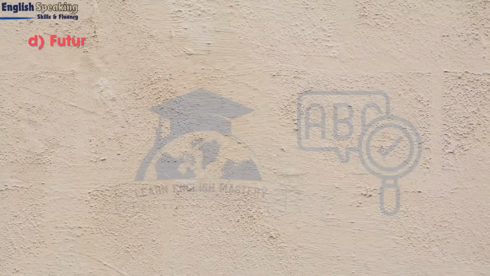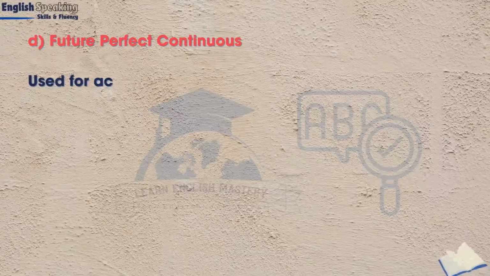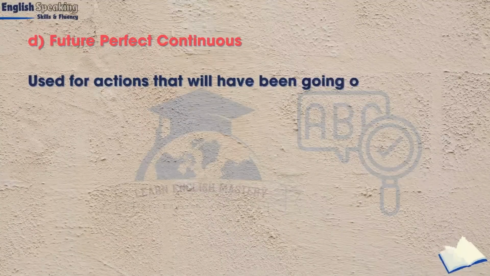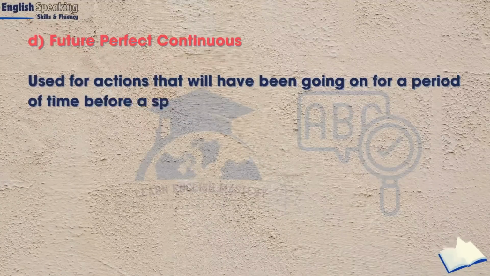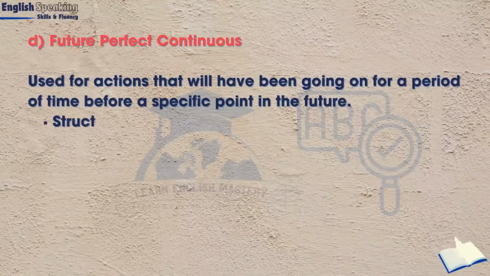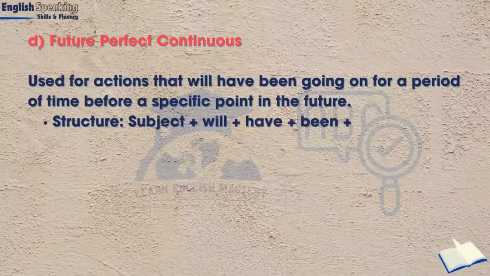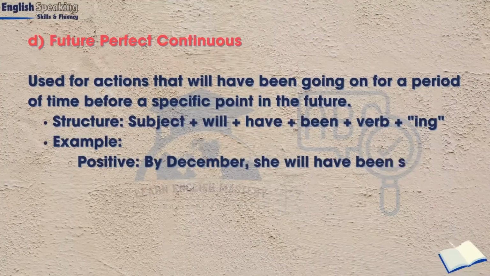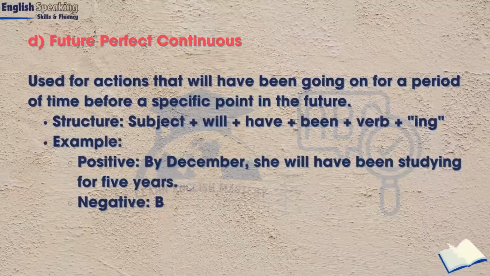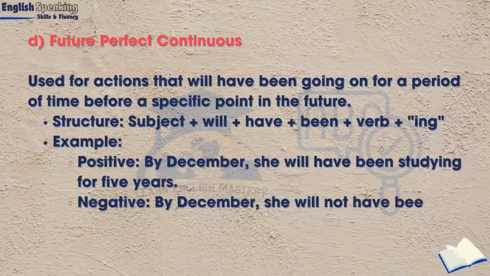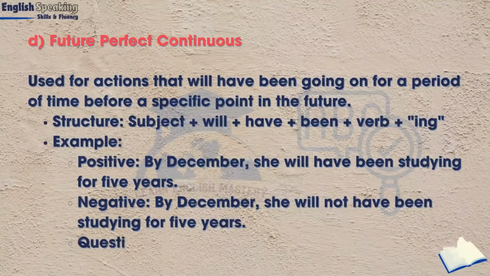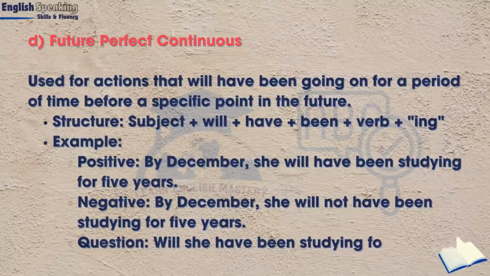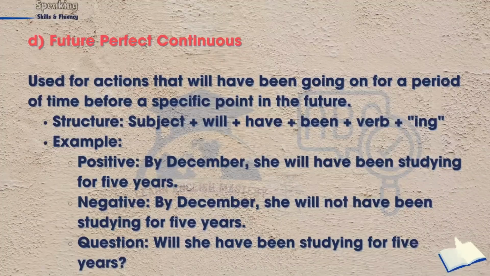d. Future perfect continuous, used for actions that will have been going on for a period of time before a specific point in the future. Structure: subject + will have been + verb-ing. Example: positive, by December, she will have been studying for 5 years. Negative, by December, she will not have been studying for 5 years. Question: will she have been studying for 5 years?